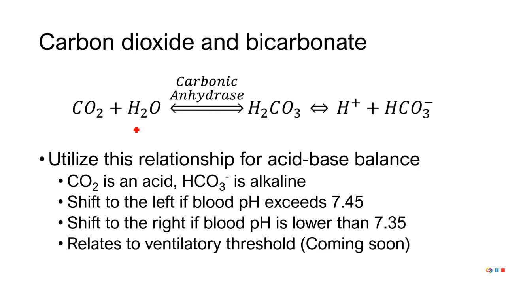Okay, so if our pH is greater than 7.45, we're going to shift it to the left. Okay, we're going to try and produce more acid to lower pH. But if our pH is acidic, we've got 7.35, we're going to try and take that CO2 and form bicarbonate, which will help us make more acidic. Some of you might be wondering, well, we're producing hydrogen ion. That's correct. If we hold on to bicarb, we actually get rid of hydrogen ion. And this relates to something called the ventilatory threshold that we'll talk about later in the semester. And that's where we're going to end for right now.